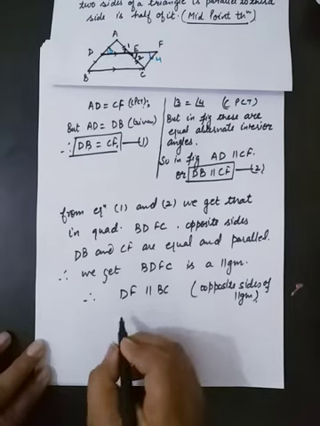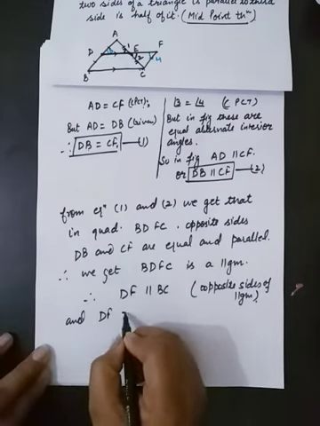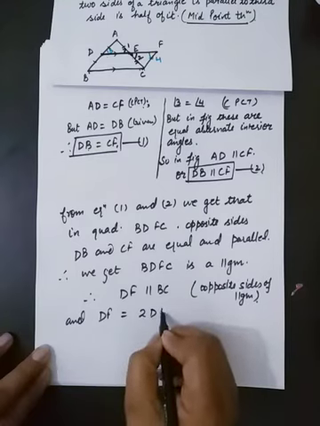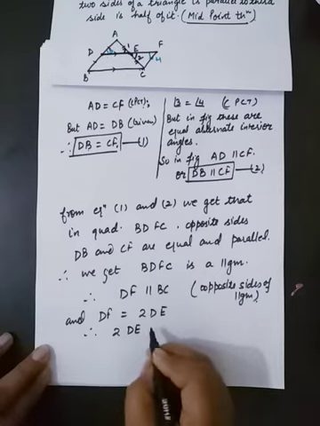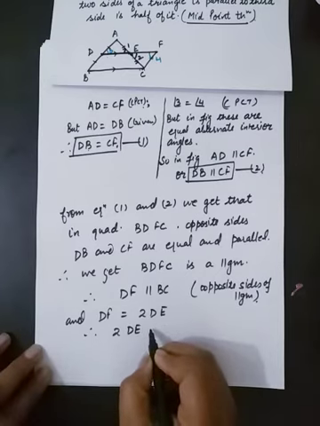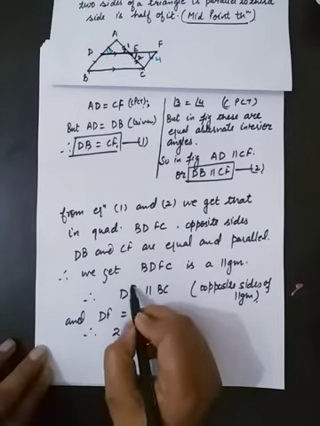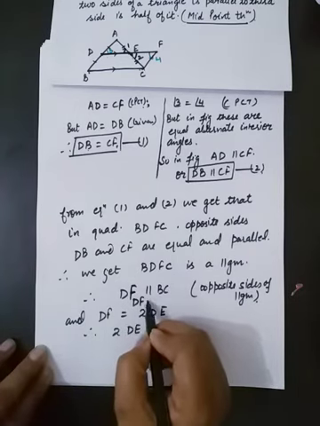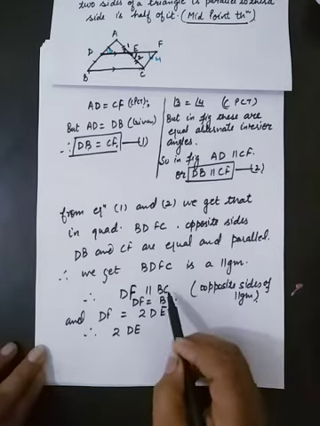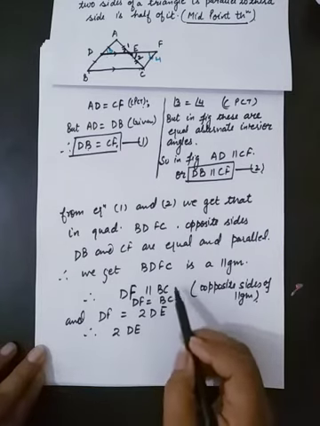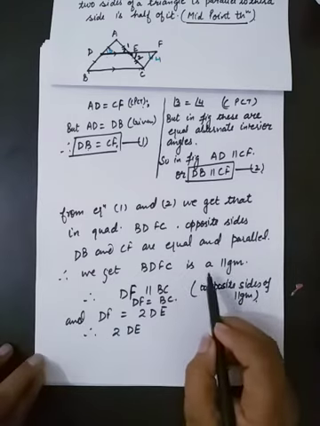And DF is equal to double of DE. So therefore, sorry, here we get DF parallel to BC and DF is equal to BC, because this one is the other pair of opposite sides of parallelogram BDFC.